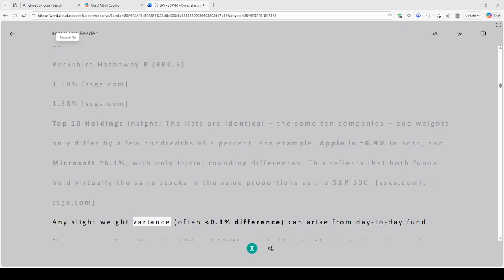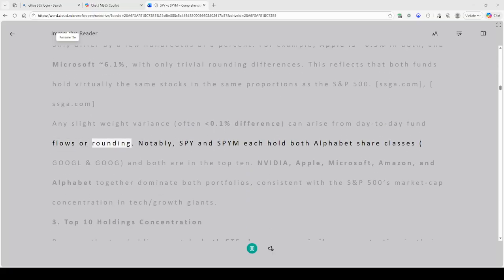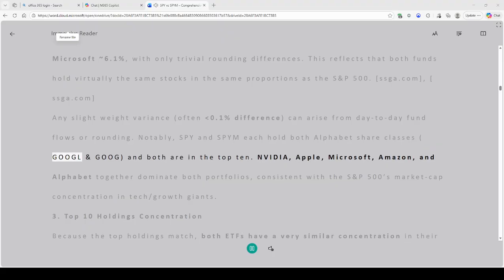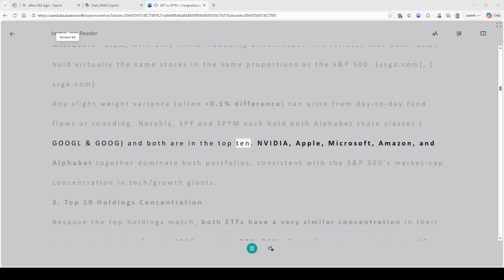Any slight weight variance, often less than 0.1% difference, can arise from day-to-day fund flows or rounding. Notably, SPY and SPYM each hold both Alphabet share classes, Google, and both are in the top 10. Nvidia, Apple, Microsoft, Amazon, and Alphabet together dominate both portfolios, consistent with the S&P 500's market cap concentration in tech/growth giants.